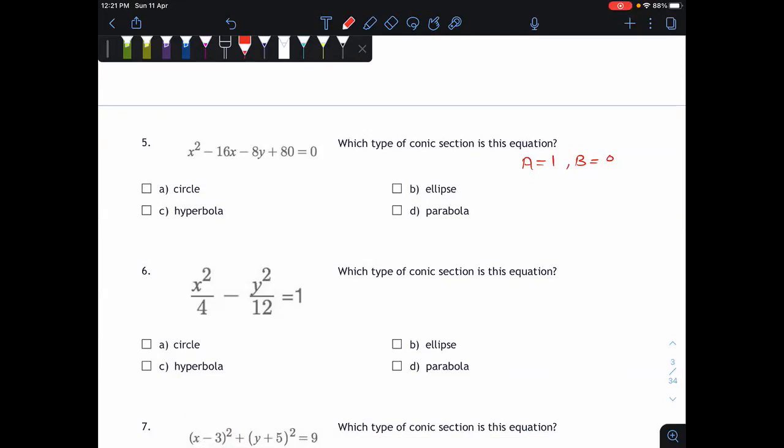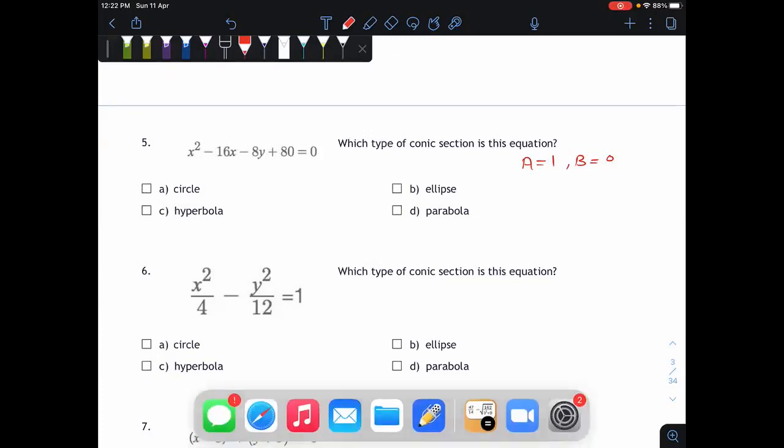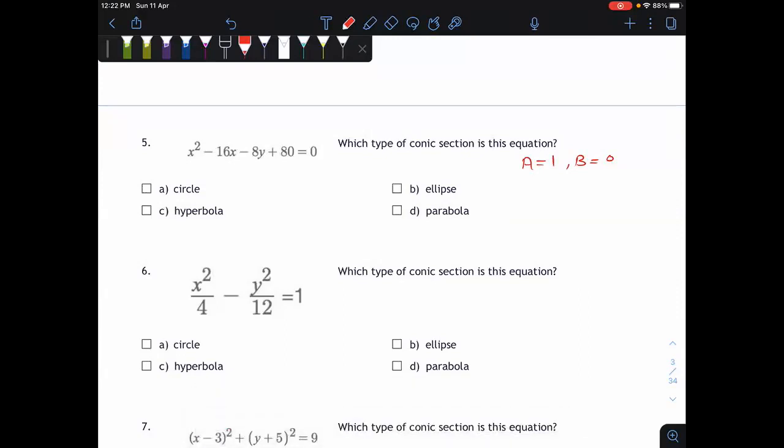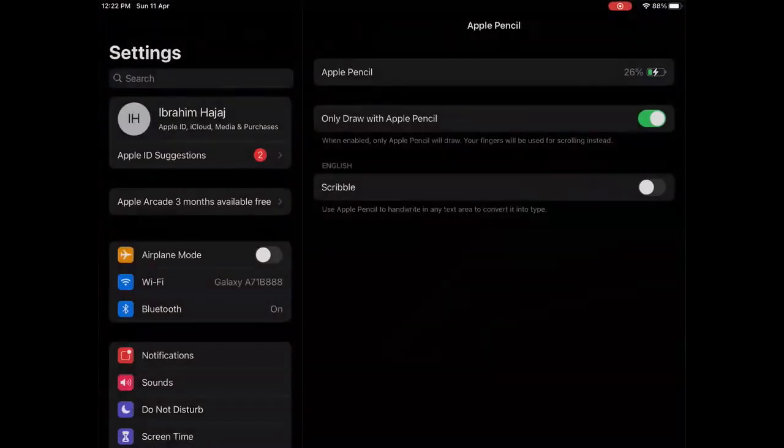Okay. So it's a circle, guys, in case A and C are equal. And it's an ellipse in case A times C is greater than 0. It's a parabola in case one of C or A equals 0, but not both of them. For example, A is 1 and C is 0.